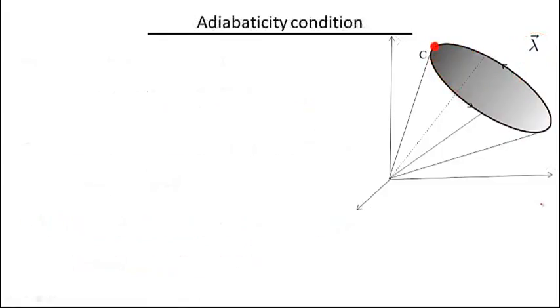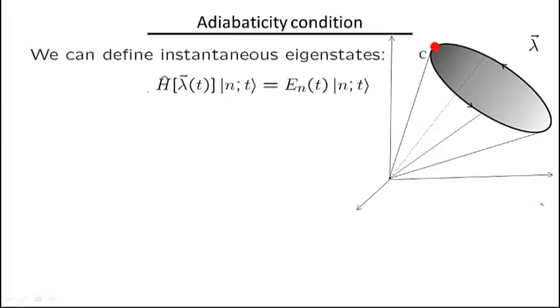As a first step in this derivation, let me define precisely what I mean by a slow or adiabatic perturbation. What does it actually mean that the Hamiltonian is changing slowly with time? And to provide this definition, let me formulate an eigenvalue problem, an instantaneous eigenvalue problem for the Hamiltonian.